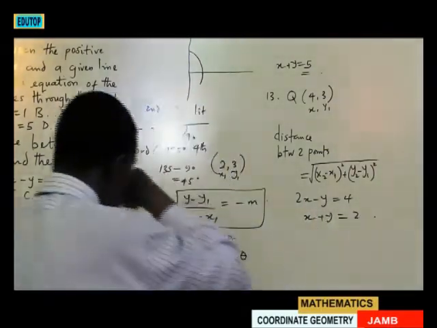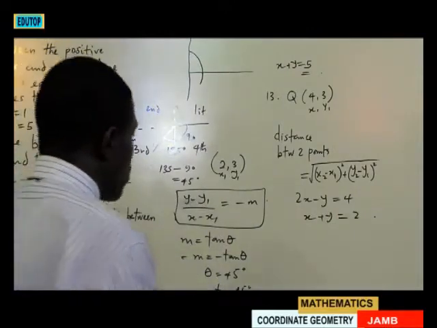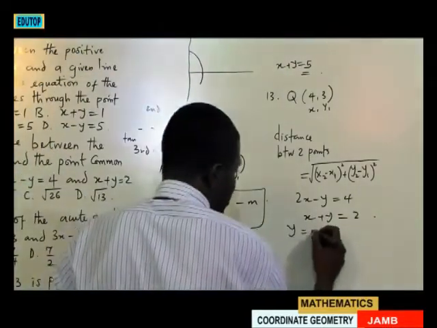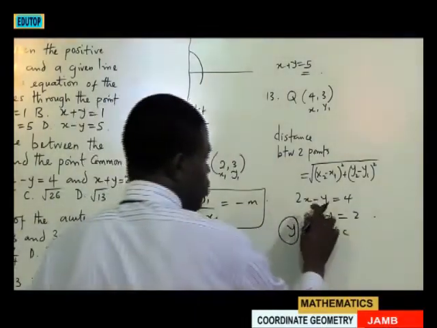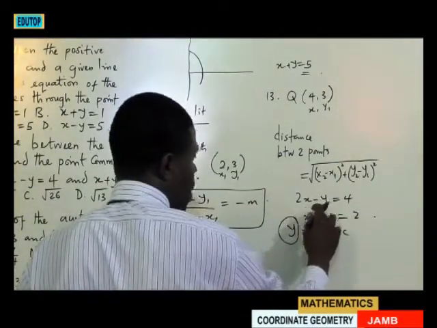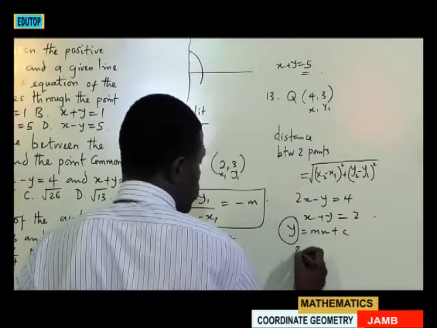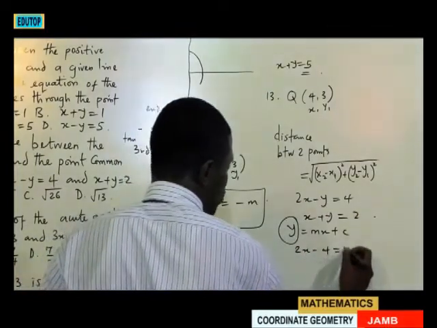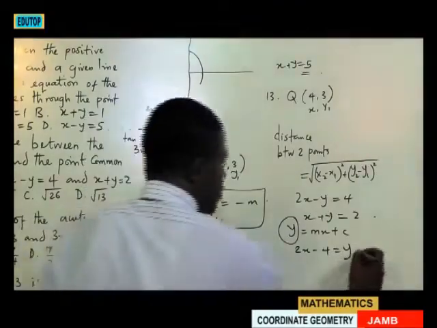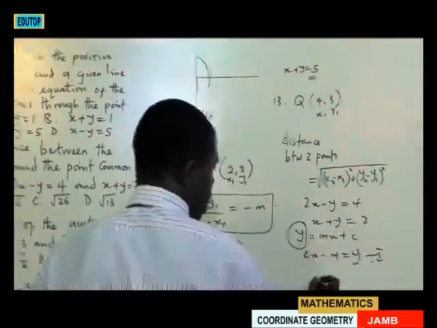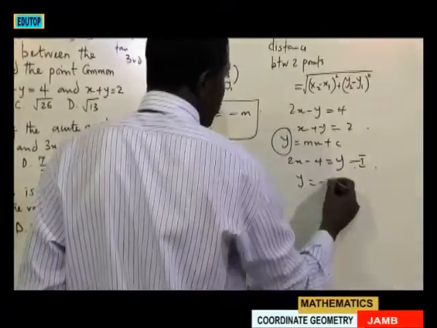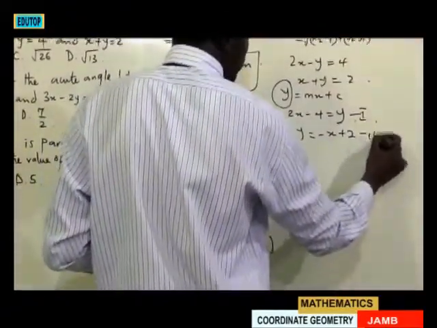What we need to do here is use the equation of the line y equals mx plus c. So let's make y the subject of the formula. We transfer this onto this side, and we have 2x minus 4 equals y. Let's call this equation 1. Then here too, let's make y the subject. We have y equals minus x plus 2. Let's call this equation 2.